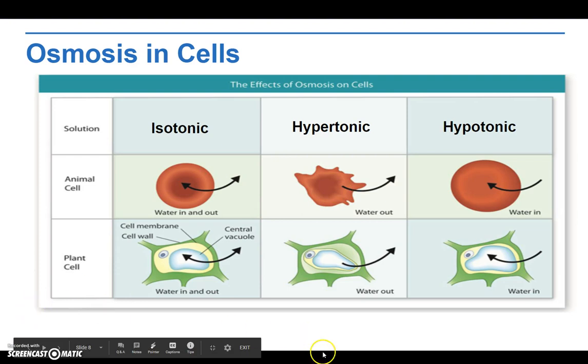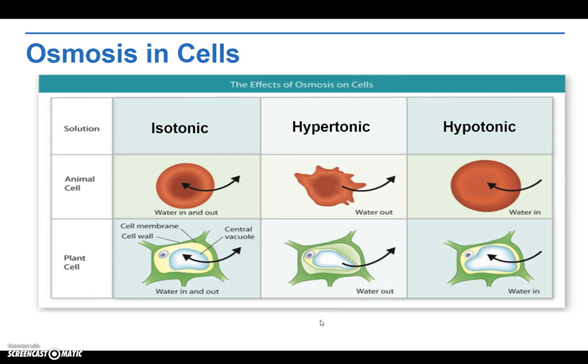Alright, I really hope this helped explain the second type of diffusion called facilitated diffusion. Osmosis, again, is an example of this.